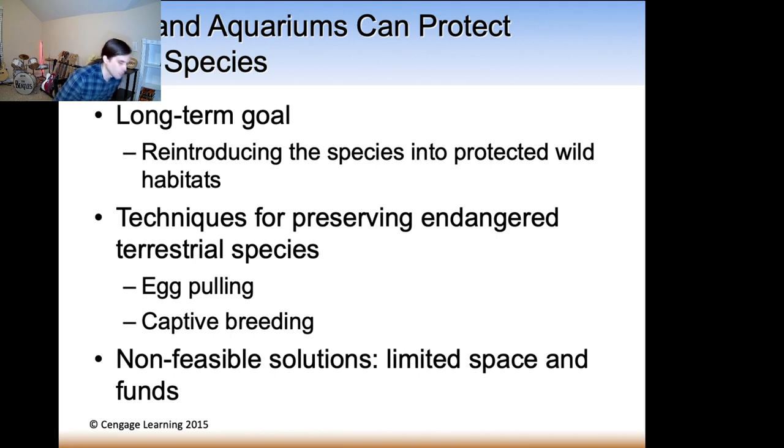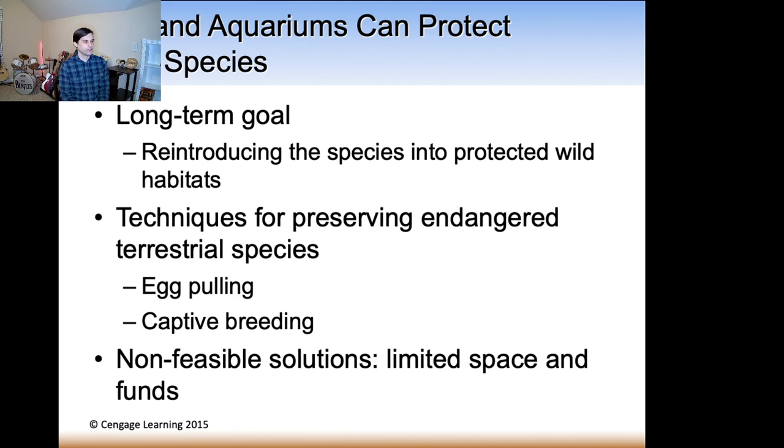But the long-term goal for zoos is to reintroduce these organisms that they're breeding back into the wild. So if we don't protect the habitat that these organisms live in, there's no point for the zoos to do their work. So two things have to go hand in hand. We have to protect the environment that these organisms live in, so we can reintroduce them back into that environment when the zoo has the breeding programs for them.